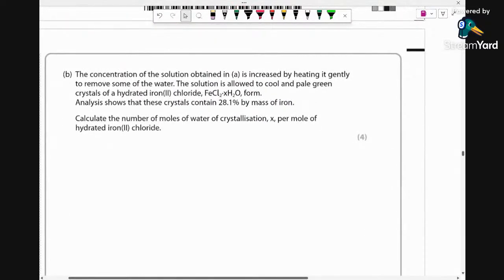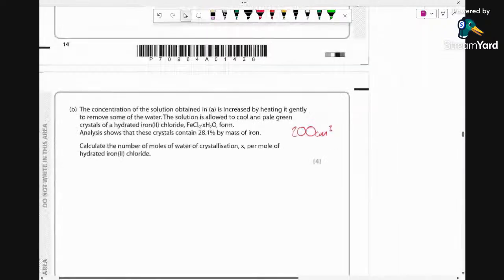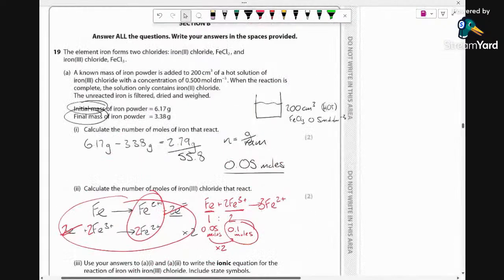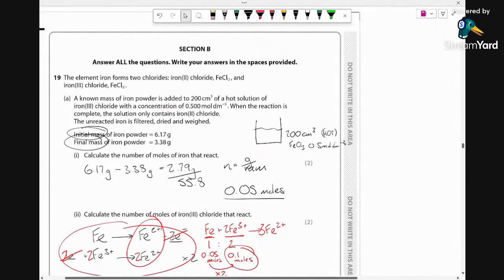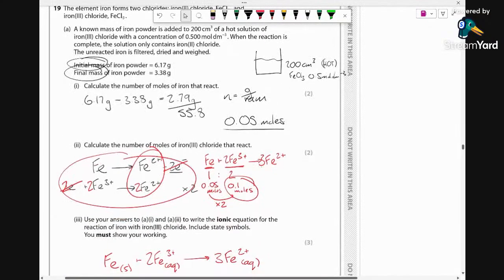Next, the concentration of the solution obtained in A is increased by heating it gently to remove some of the water. Okay, I had 200 centimeters cubed of it before. I'm going to remove some of it. So I've started off with 200, and the Fe2+, we can even work out the total number of Fe2+ I'm going to create, because this is in a 1 to 3 ratio. Not that I think I'm going to need it. 0.15 moles of that in 200 centimeters cubed.